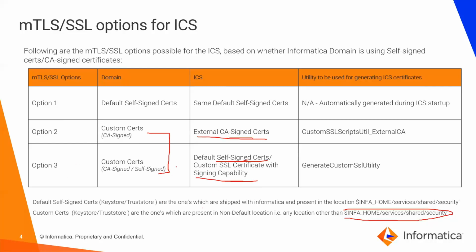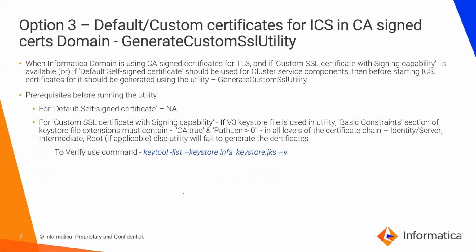And if you want to go with option number 3, in that case we need to use a utility called GenerateCustomSSLUtility. This utility, again, you can download from the Informatica network portal, or you can get it from the shipping team. When using option 3, we have two options. Either we can use the default self-signed certificate. If you are using the default self-signed certificate, it will be a version 1 certificate, and there you do not need to have any prerequisites. You can simply use it as it is.